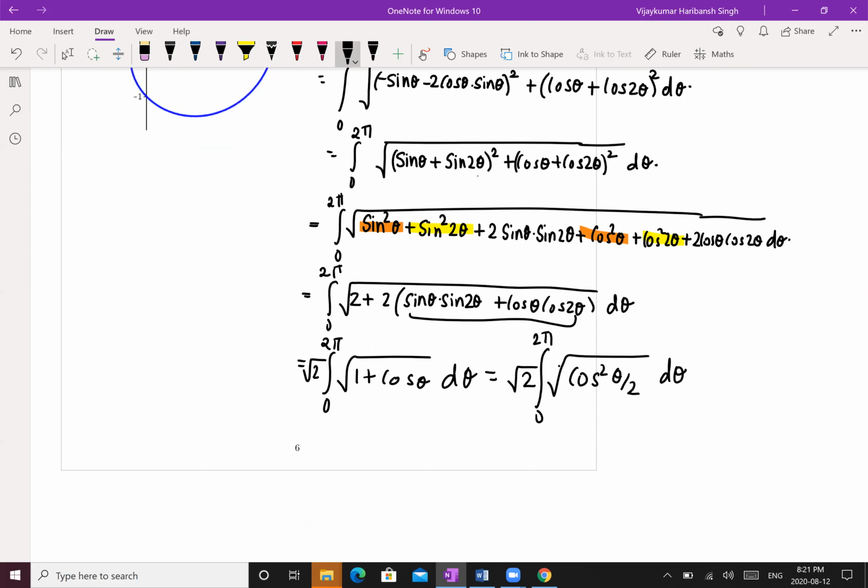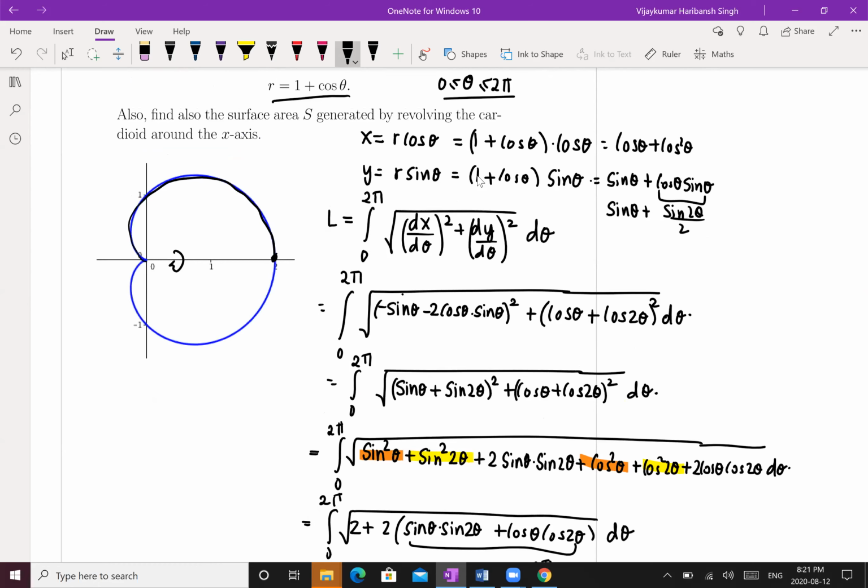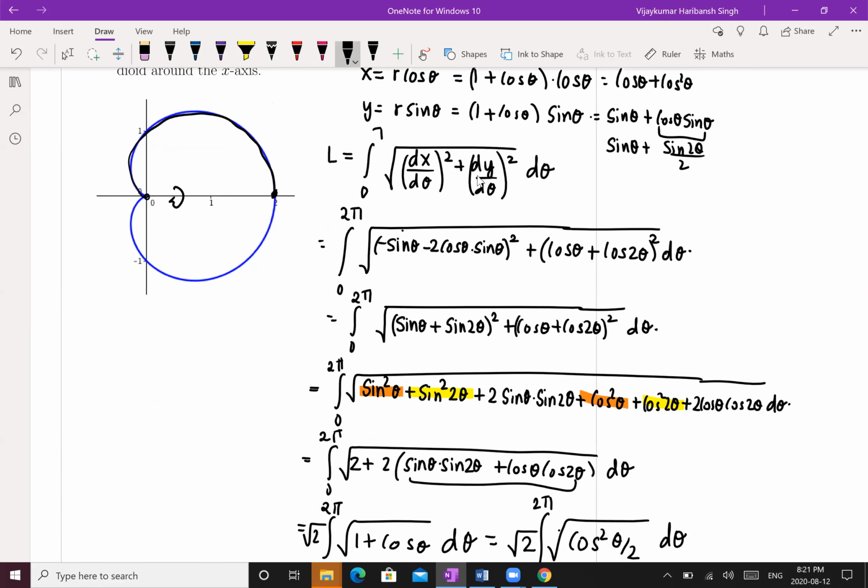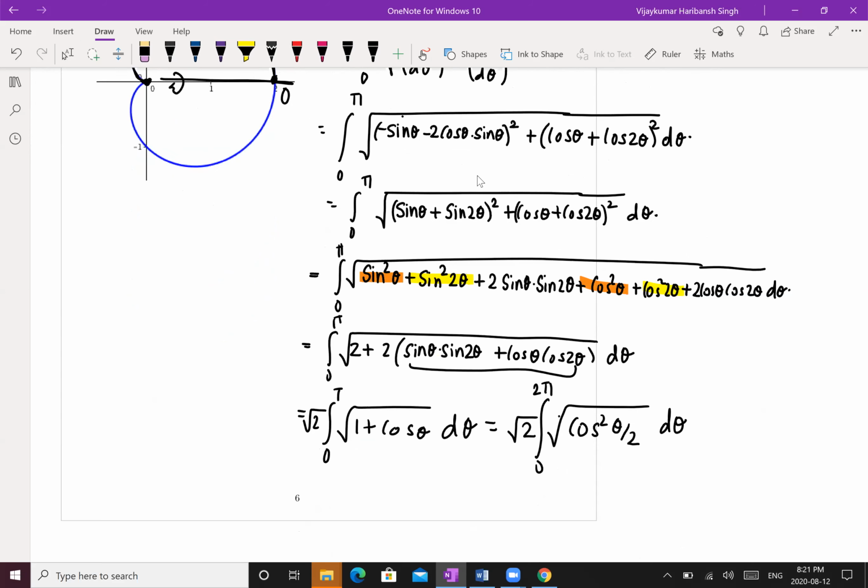So instead of evaluating from here to here, we should evaluate it from 0 to pi. Because here the angle is 0, and when it comes back here the angle is pi. So let's evaluate it from 0 to pi. This is going to be root 2, and the integral of cos theta by 2 is sine theta by 2 divided by 1 over 2, from 0 to pi.